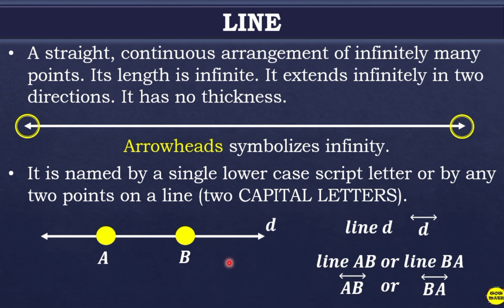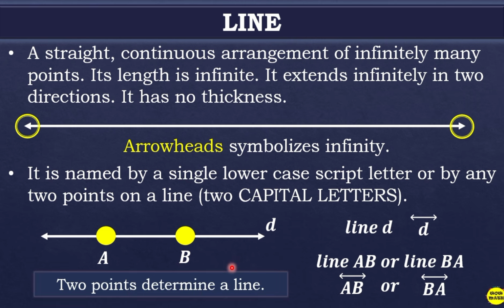Okay. So, pag ang hiningi ay name the line using 2 points, ito po ang gagamitin. Pag name the line using lowercase script letter, ito po ang gagamitin. Okay? So, tatandaan, kapag ang gusto mong gamitin sa pag-name ng line mo ay isang letter lang, it must be small. Dapat small letter siya. Pero kung ang gagamitin mo ay 2 points, since point yan, it must be capital letters. Okay.